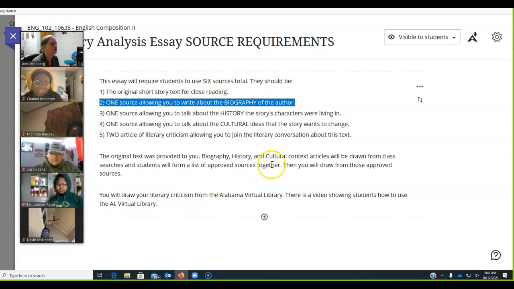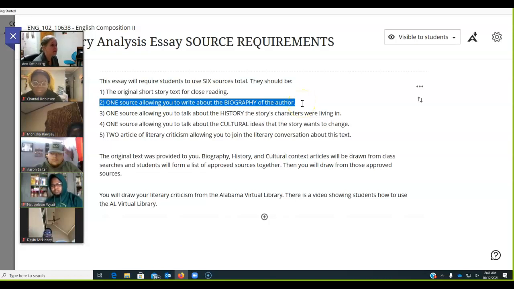Napoleon, read me number 2. One source allowing you to write about the biography of the author. Right, so one source that allows you to write about the biography of the author. And we're going to talk about what we're going to concentrate on for biography here in a few minutes. But that will be one of the sources you can locate using Google.